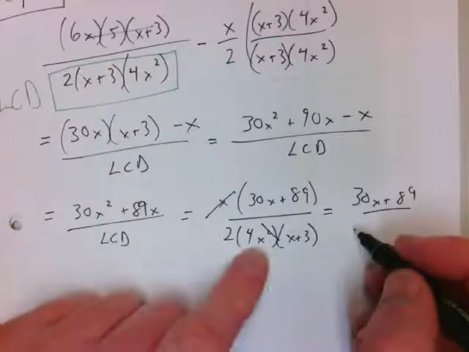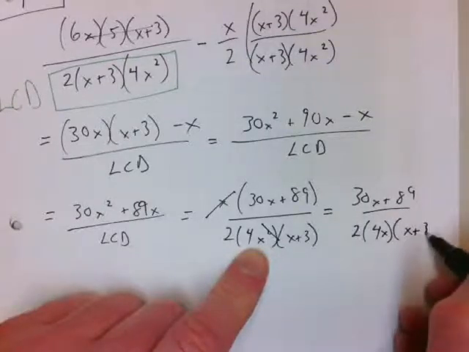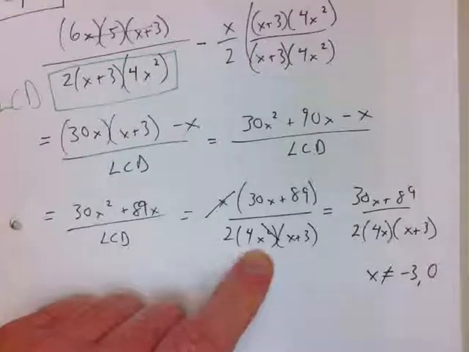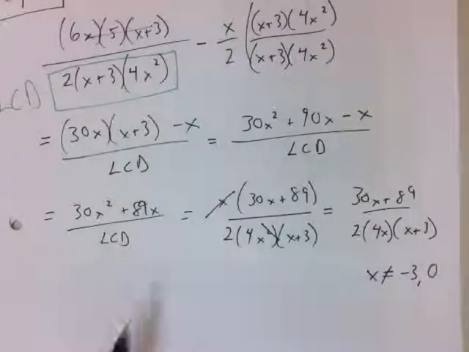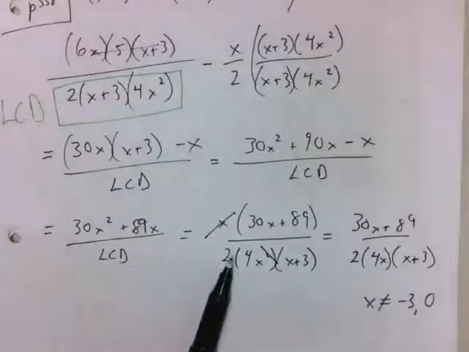If you want to simplify this, you can. If you don't want to, don't. 2 times 4x times x plus 3. Remember, x cannot equal -3 or 0. That is an ugly question. 13b, page 558. Hopefully that makes sense.